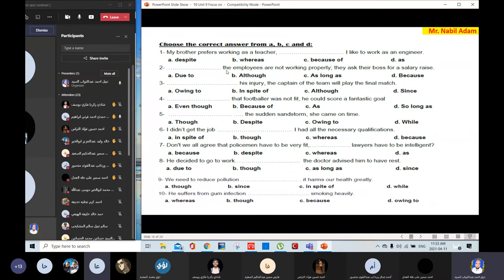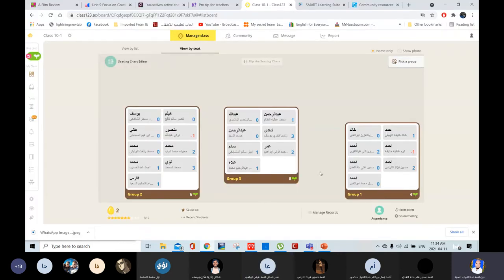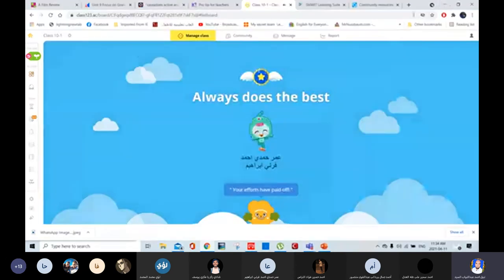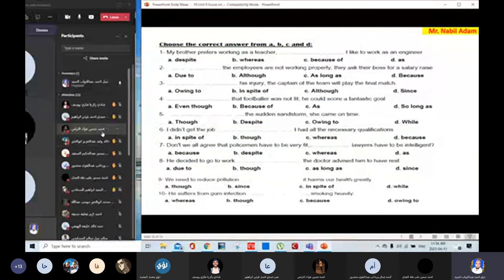Number two. Although the employees are not working properly, they ask their boss for a salary raise. Very good. Although. I will give a star to Ammar. Good. Number three, Altras. His injury, the captain of the team will play the final match.